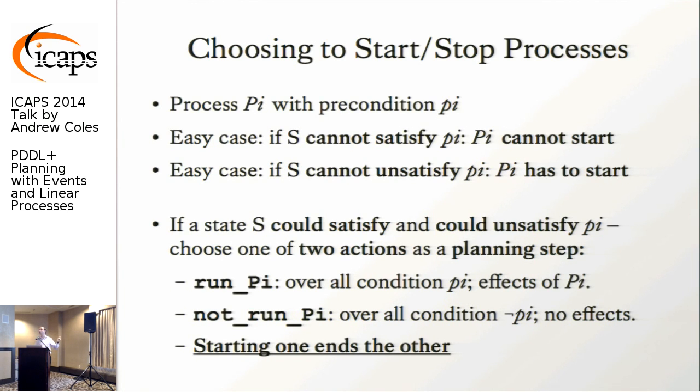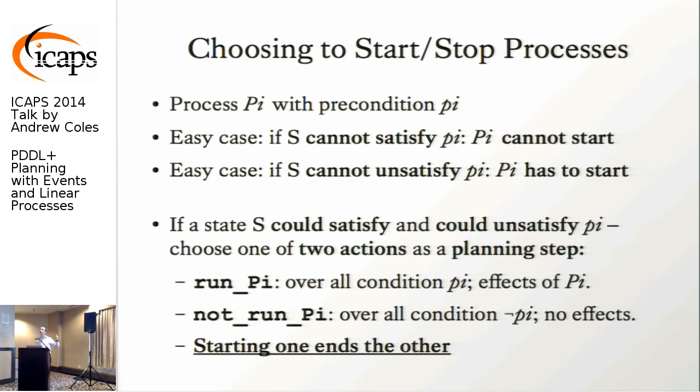We're going to have a durative action run PI, which has the condition of a process as its invariant, as its overall condition, and it has the effect of the process. So we can only apply that durative action if the condition of the process is actually met. On the other hand, we could choose to apply not run PI, which has the overall condition, which is the negation of the condition of the process, and it has no effects. So if we choose to apply that, we are asserting that we will ensure that the preconditions of the process are not satisfied, and therefore it's not going to happen.